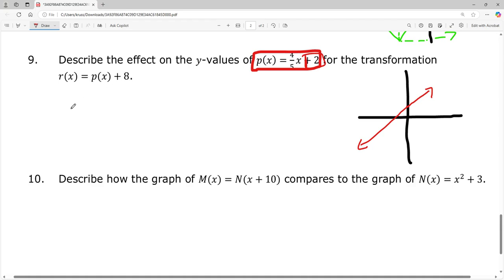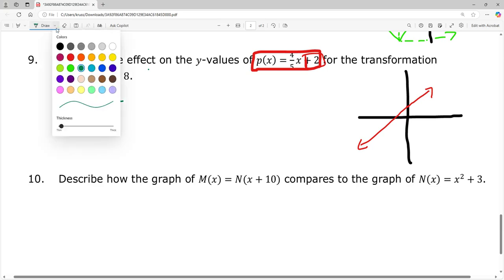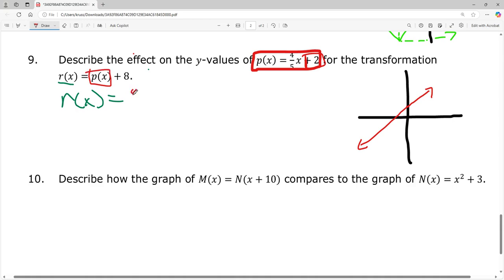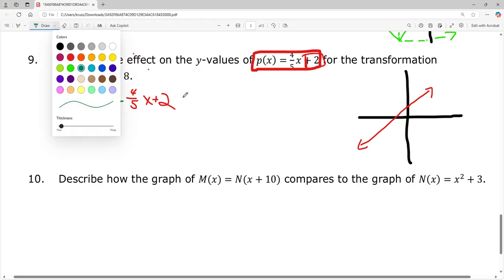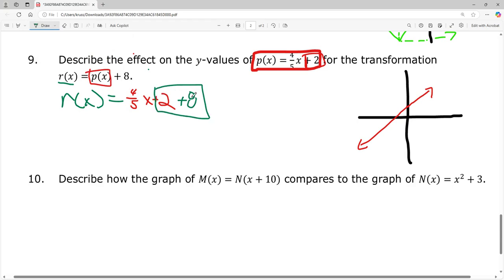Now, if I take this and I add 8 to it, find r sub x. So r sub x equals p sub x, which is 4/5 x plus 2, right? And then we're adding 8 to it, so this combines to make r sub x equals 4/5 x plus 10, right? So it's going to be at plus 10 now, but it's going to have the same slope, with parallel lines. And you may remember, in order to shift up or down a parallel line, all you have to do is change the y-intercept for a linear function. So those are pretty straightforward.